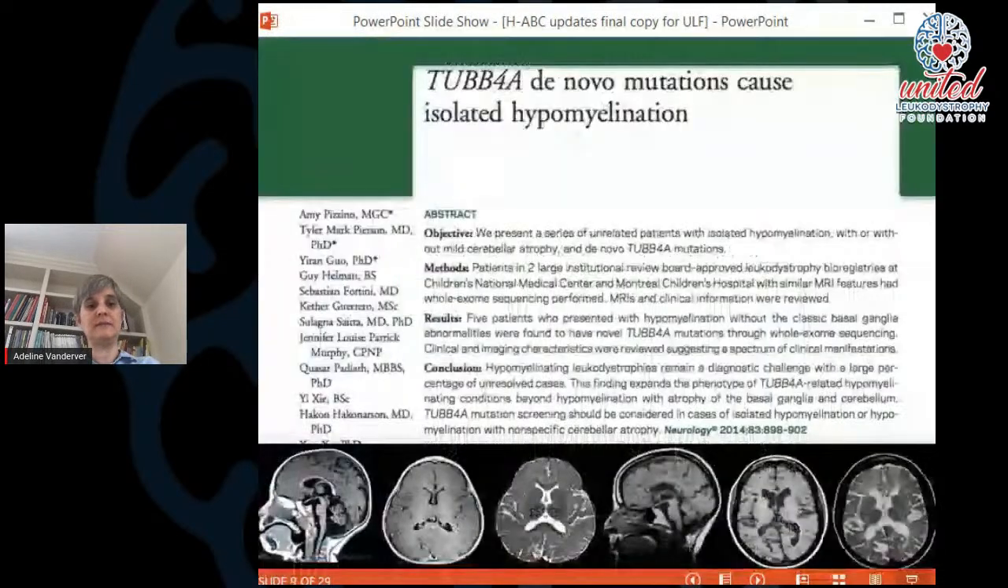Not long after that paper, we also found patients who had only hypomyelination without any atrophy of the basal ganglia. That really made us understand that instead of being an isolated condition, HABC and the associated TUBB4A mutations could be part of and result in a family of disorders.